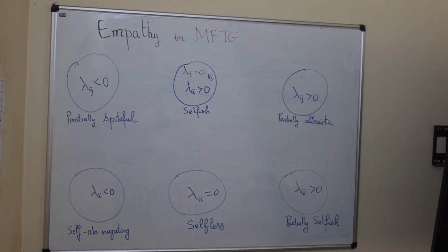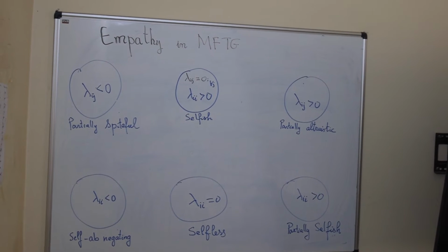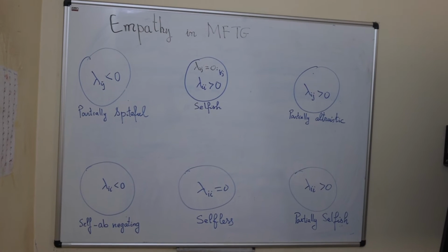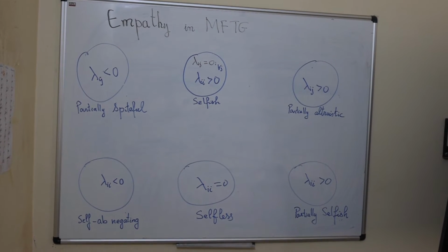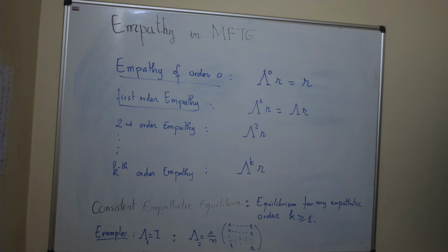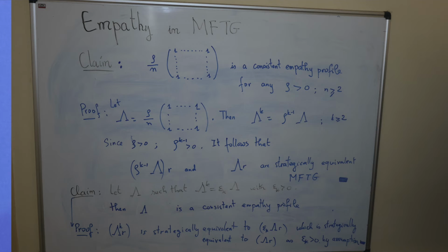Now, depending on the sign of those lambdas, you get different cases. When lambda ij is positive, it means that i is altruistic toward j, partially altruistic toward j. And if lambda ji is positive, then j is partially altruistic toward i. Now, if lambda ij is positive and lambda ji negative, then i is helping j, but j is actually spiteful toward i. So there are multiple combinations. Of course, lambda ij could be 0. You might be neutral with respect to the payoff function.